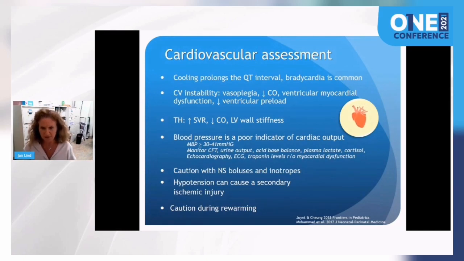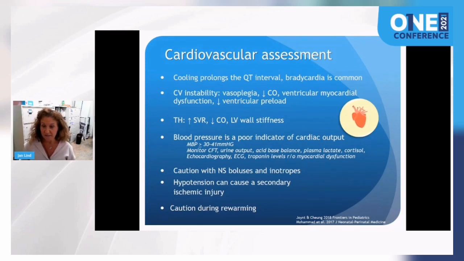Studies have shown that blood pressure is a poor indicator of cardiac output, so further evaluation is needed to determine cardiovascular management. We commonly will accept lower target mean BPs, greater than or equal to 30 to 41, even in our term babies. Further monitoring includes cap fill times. This is sometimes hard, of course, as the baby is cooled, so they have prolonged cap fill times. But anything greater than 4 and a little bit more is more of a concern. We need to get an accurate urine output, and also along with our acid-base balance, plasma lactates, and cortisol levels.